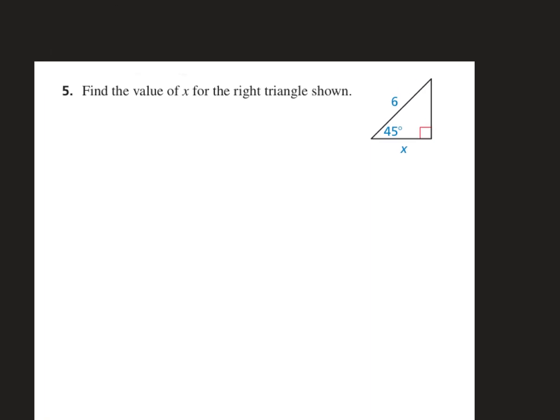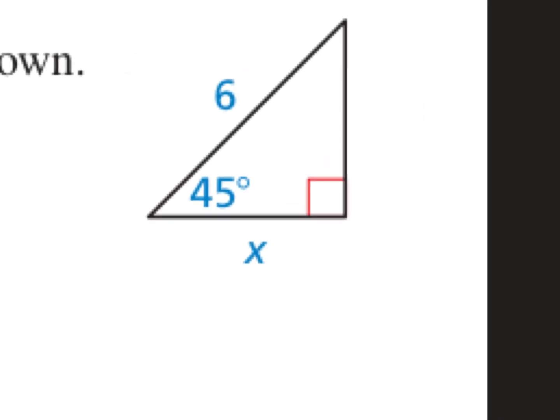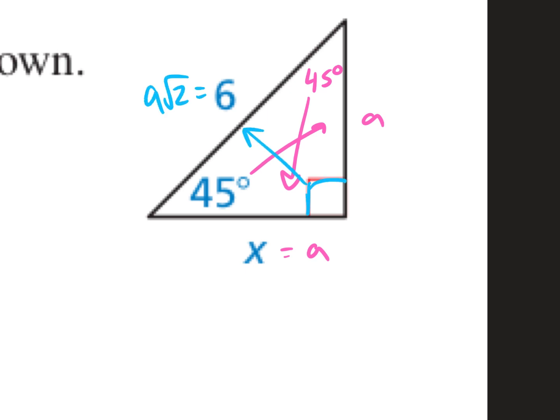All right, let's do it again. Find the value for x in the right triangle shown. So if one of our acute angles is 45, we know that the other one is also 45. It's going to be a 45, 45, 90 triangle. Across from the 45s are A. And what's across from the 90? A square root 2. So A square root 2 is 6. I want to figure out what just A is. So how would I solve for A?